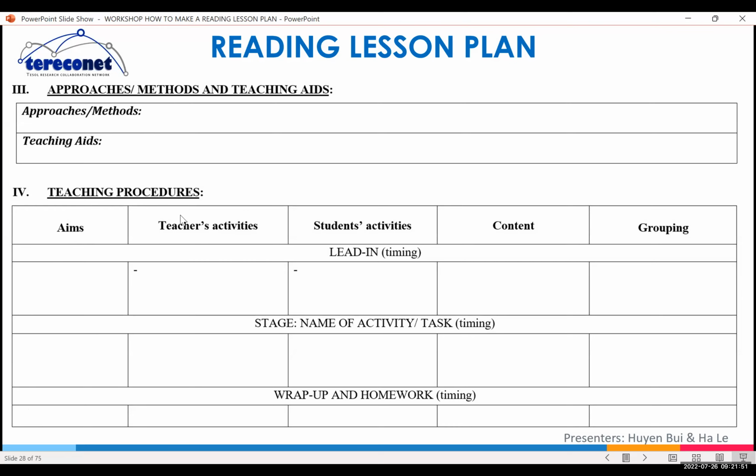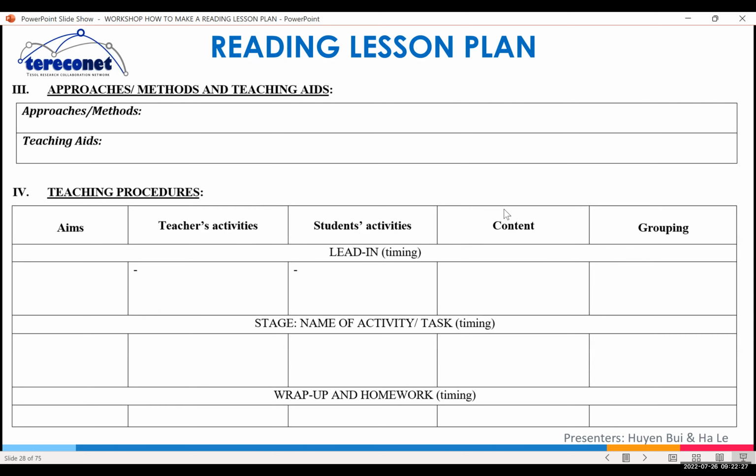So for the teaching procedures, there are various types of teaching procedures. Like I just mentioned before, just follow the template that your school wants you to follow. But here in my lesson, I usually add the aims so that it reminds me of the learning outcome. Again, the teacher's activity means what the teacher does. If possible, we can write the script here. Student activities is what the students do.